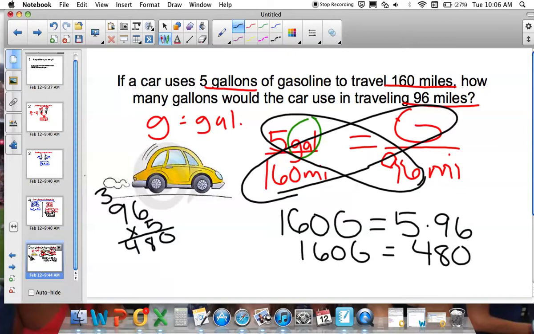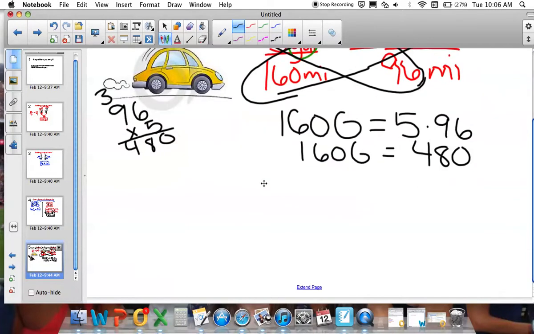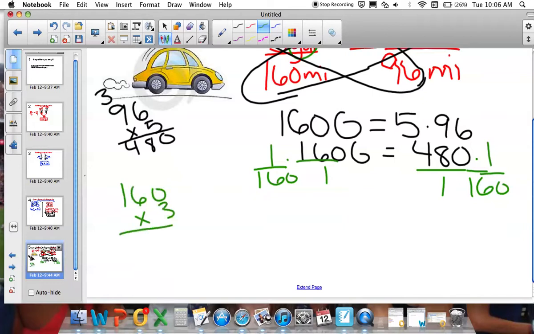Again, we have a one-step equation, which is really nice because that means that we just multiply by the reciprocal of the coefficient. So let's multiply by the reciprocal of 160, which is 1 over 160, to both sides of the equation. I bet 160 goes into 480 3 times. I'm going to check. If it doesn't, that's okay. But we got 18. Oh, look, it does. That's really nice. So that means that G has to equal 3.